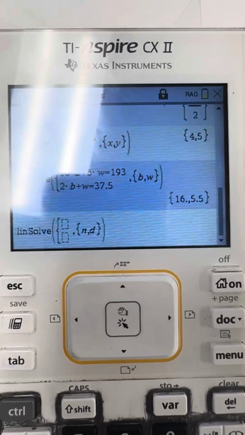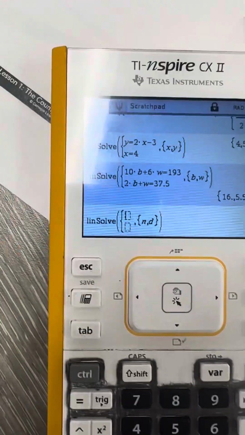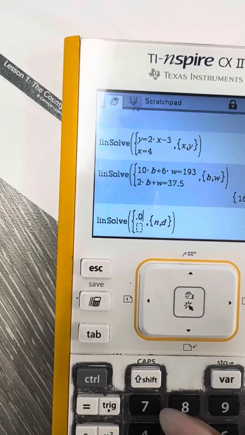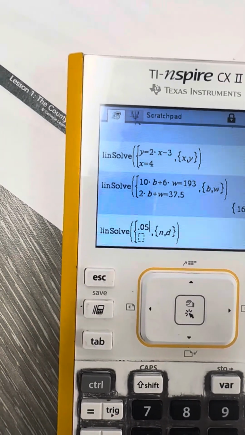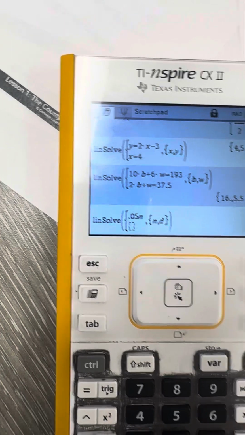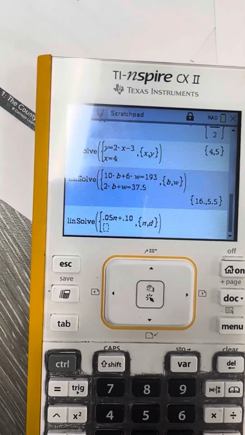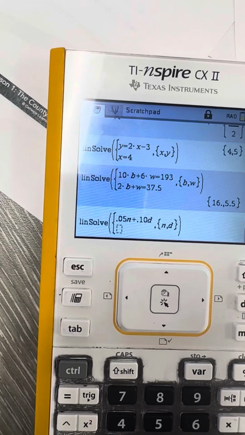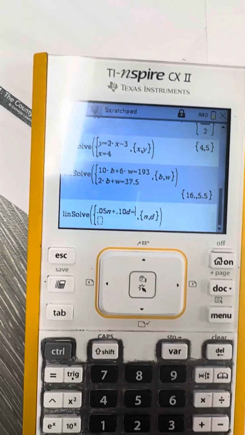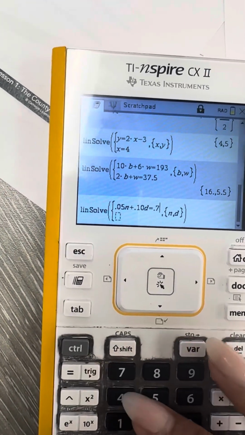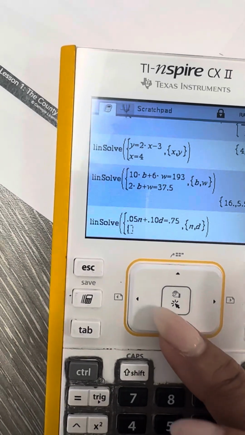Enter. Put in your equation. 0.05 per nickel plus 0.10 per dime equals 0.75 cents in your pocket.